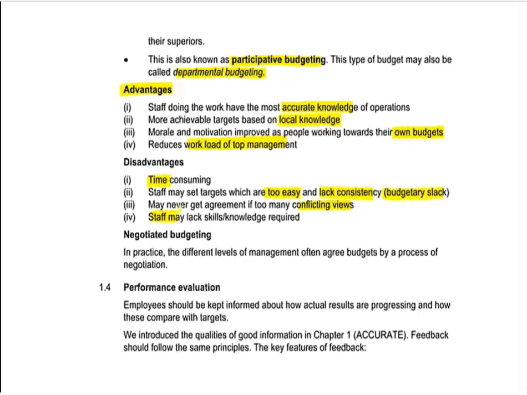What happens in reality is often some form of negotiation. So managers might be consulted and their feedback taken on board, but senior management set the final budget so that there is consistency and also that top goal of the organisation doesn't get lost.